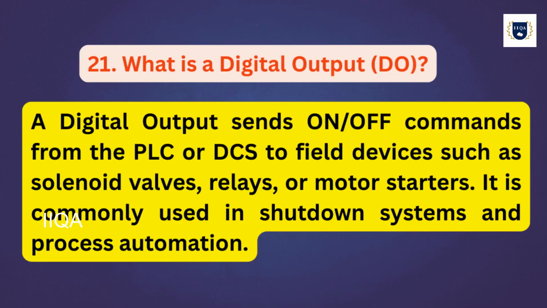What is a digital output, DO? A digital output sends on-off commands from the PLC or DCS to field devices such as solenoid valves, relays, or motor starters. It is commonly used in shutdown systems and process automation.